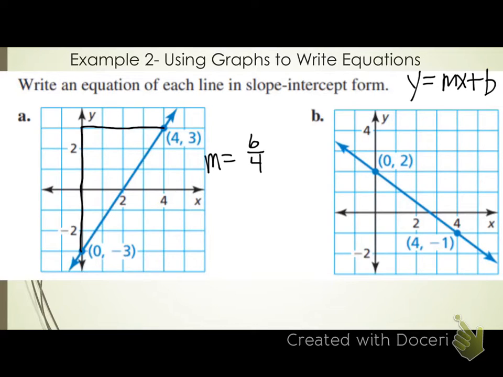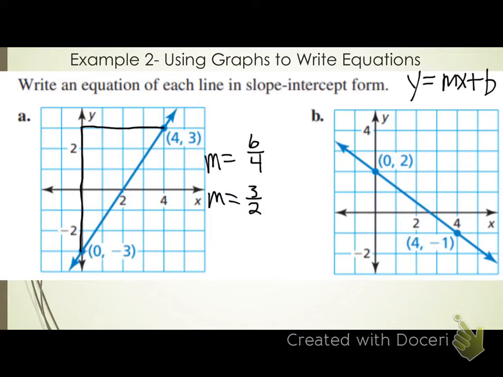Okay. And then I need to ask myself, what does the line going uphill from left to right say about the slope? Positive. So my slope needs to be a positive number. That's already the case. So I know I've got the correct sign. Can my slope be simplified any? Yes. What does 6 over 4 reduce to?